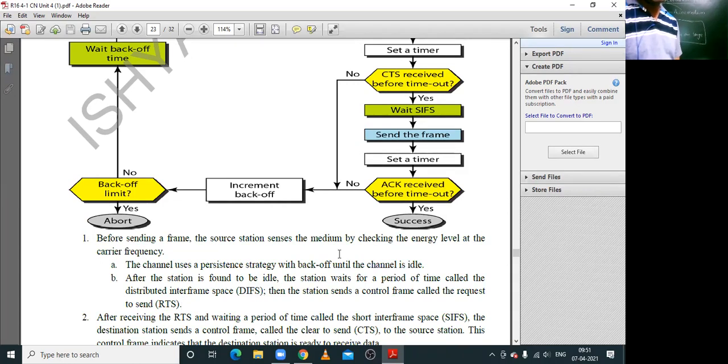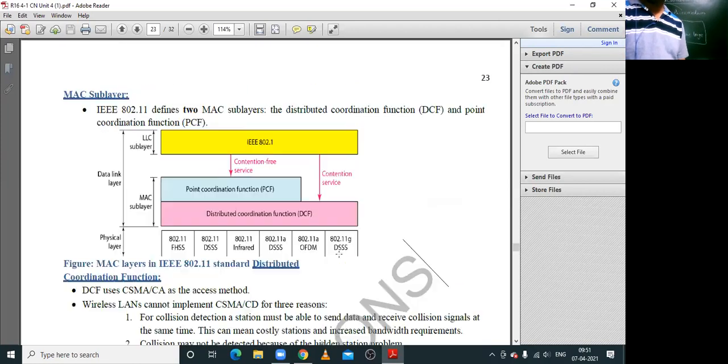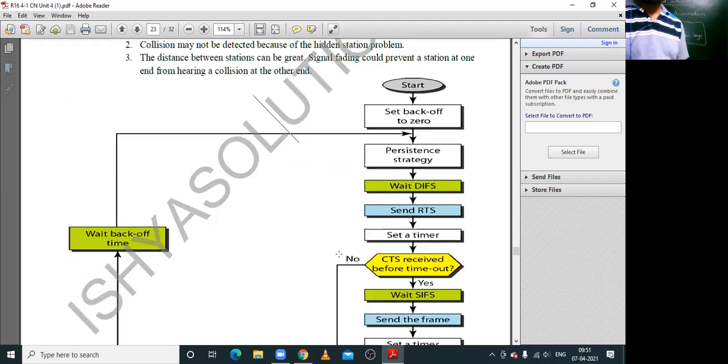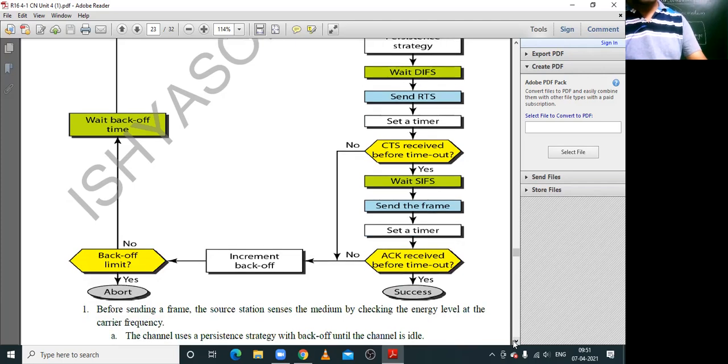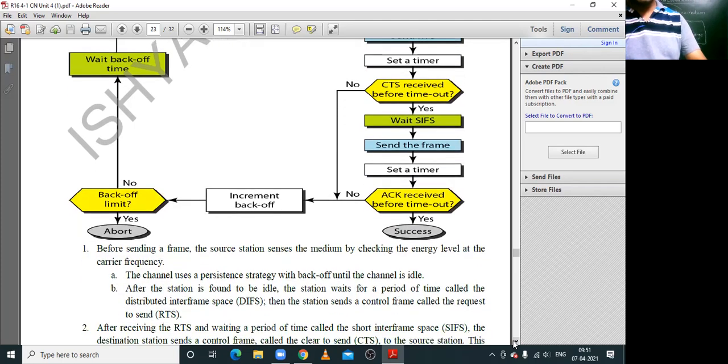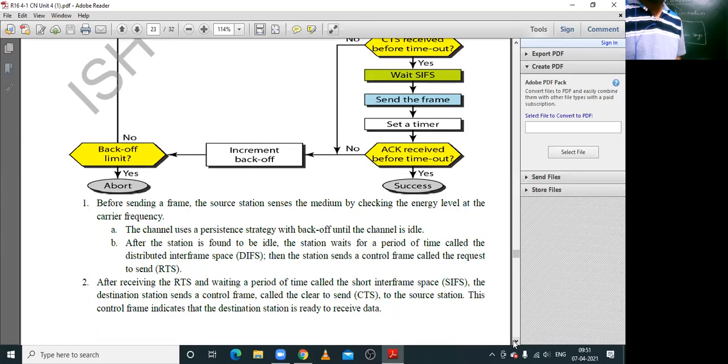According to DCF, before sending any frame, the source station must sense the carrier or the medium by checking its frequency, using one of the strategies called back off, until the channel is idle.